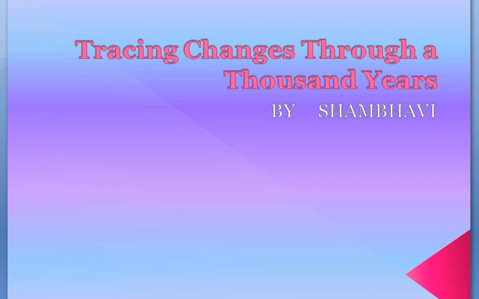Guys, today in this video, we are going to talk about the first chapter of grade 7th history, Tracing Changes Through a Thousand Years. As its name suggests, it is clear that we are going to talk about some changes which occurred because of development in medieval history.